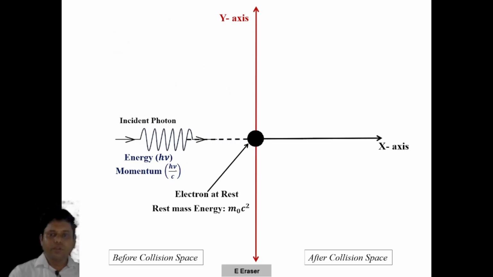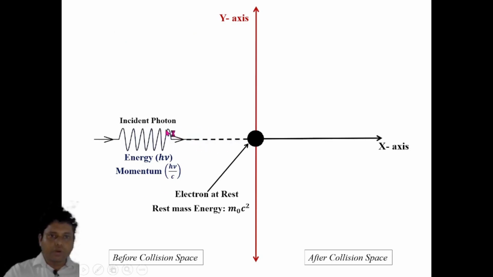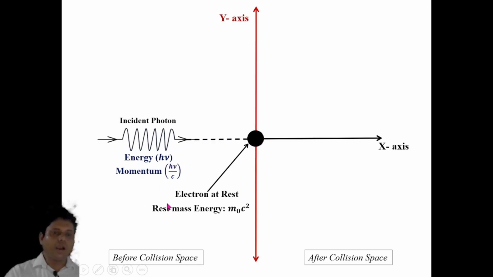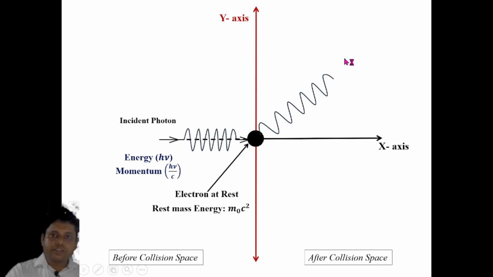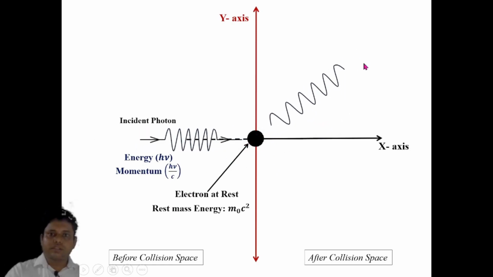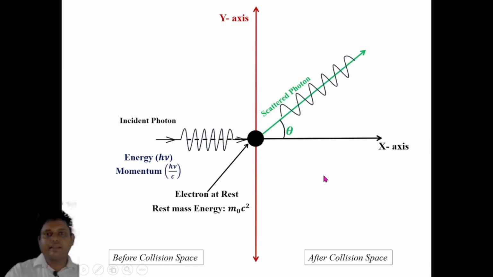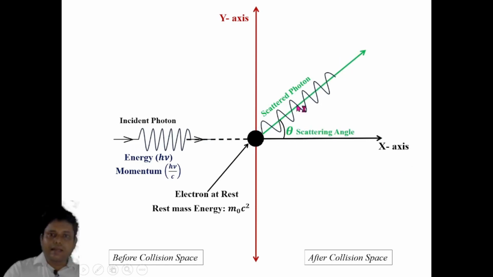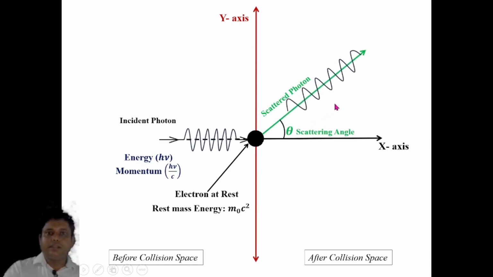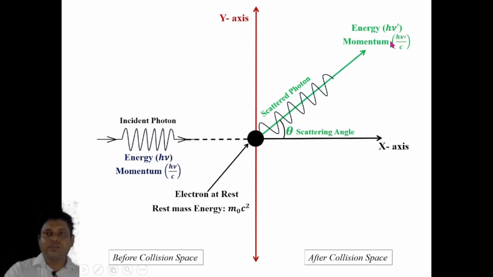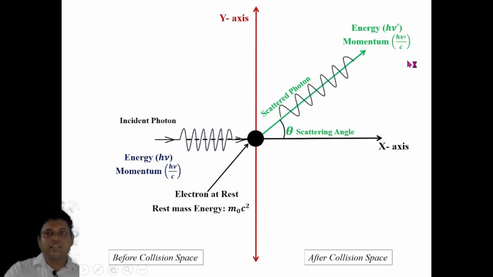So when the incident photon is incident on a rest electron having energy h mu and momentum h mu by c, this incident photon after collision with the electron is scattered along this direction, with an angle theta with x-axis. After scattering, let its energy change from h mu to h mu dash. So obviously momentum will be h mu dash by c.